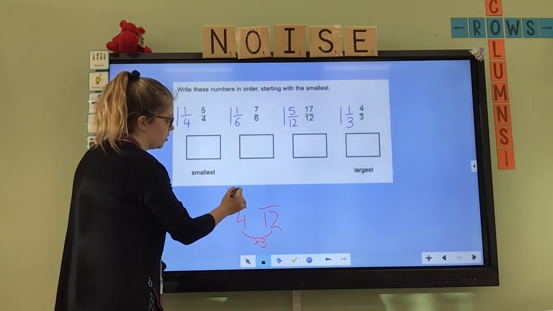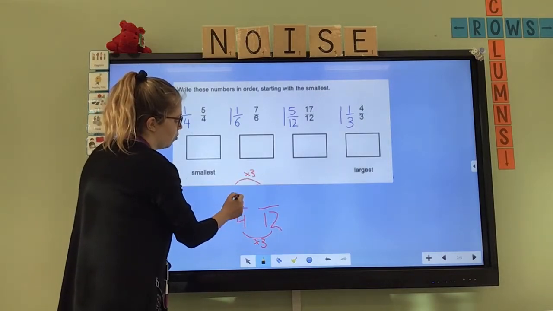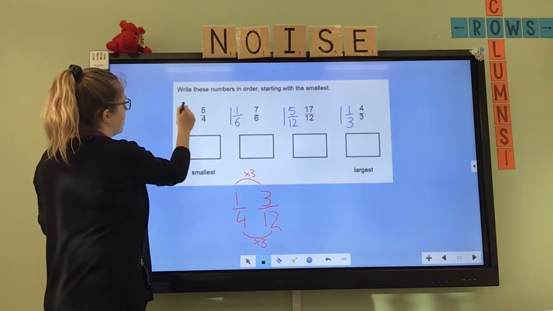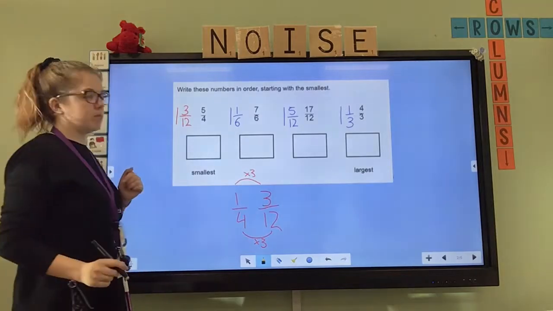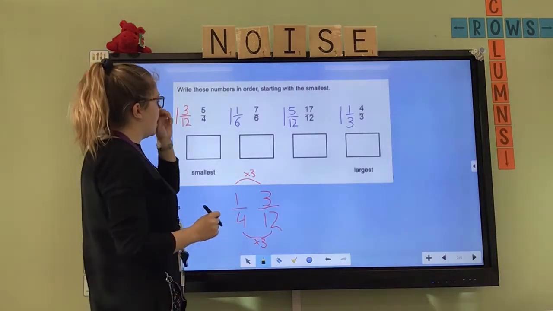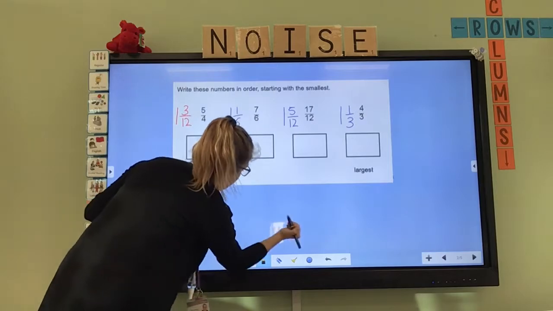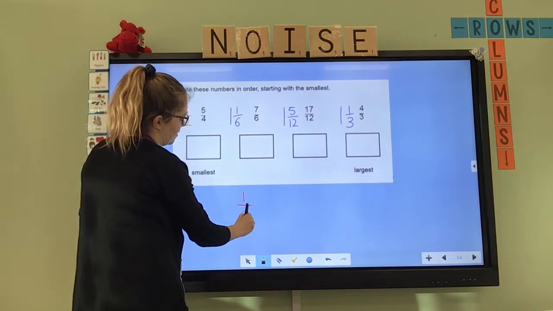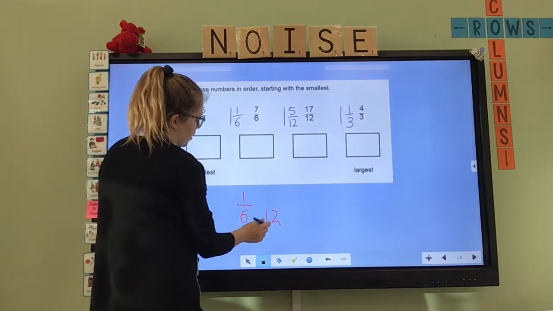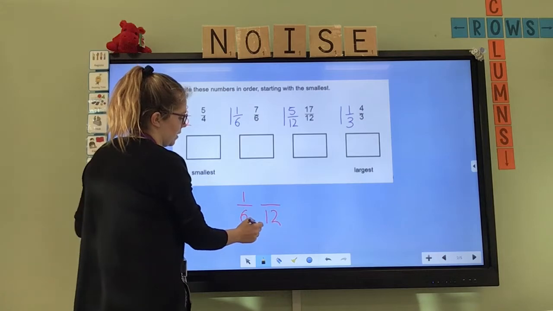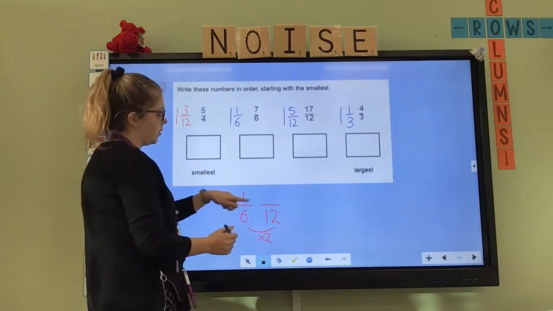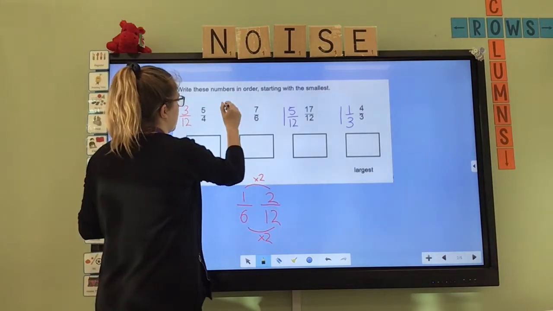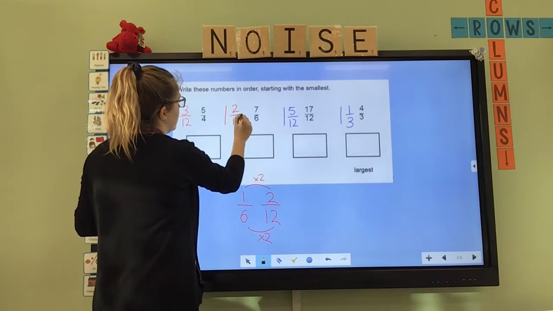So whatever I do to the bottom, I need to do to the top. So I need to do 1 times 3, which is 3. So what this is actually is 1 3/12. Okay, we've done our one now. Right, now we need to do our 1 1/6, because the 1 stays the same, but we need to put my 6th into twelfths. And you should be able to see that 6 times 2 is 12, and whatever I do to the bottom, I do to the top. So I'm going to do 1 times 2, which is going to be 2/12. So my 1 1/6 becomes 1 2/12.